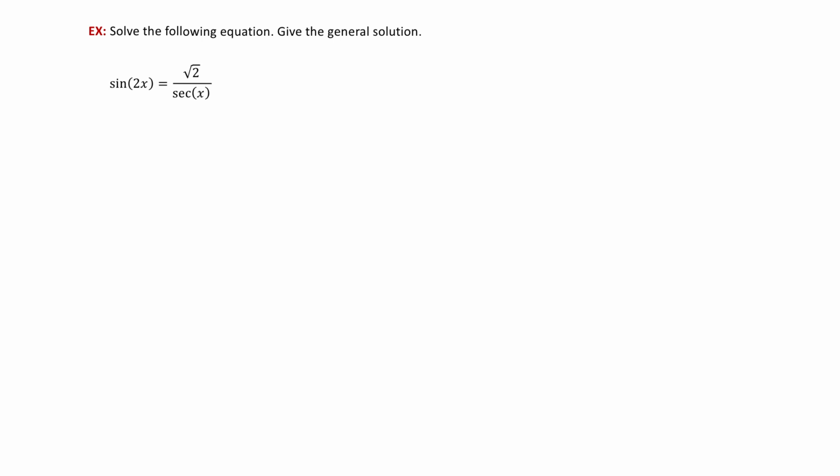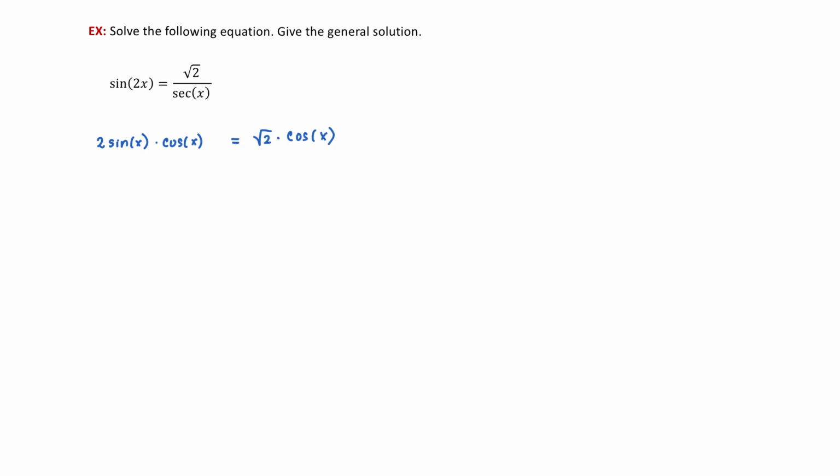Okay, so with all that in mind, on the left, I'm going to use the identity that says that sine of 2x is equal to 2 times sine x times cosine x. That's on the left side. And on the right side, we're going to have square root of 2 times cosine of x. Because if you remember, secant is equal to 1 over cosine. So if I have 1 over secant, that means cosine. Okay, much better.